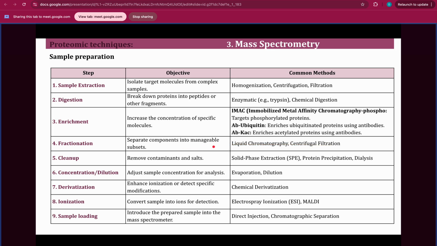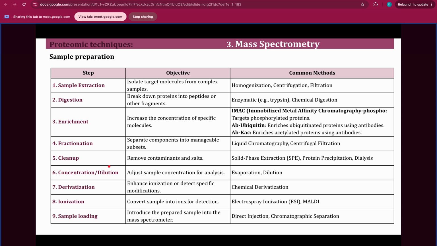So in that way we can have manageable subsets, because there could be huge peptides present, so we create the subsets. Those subsets are created in the form of bins, so that this range will be kept in this fraction, and this range of peptides will be kept in another fraction. So this is the fractionation step.